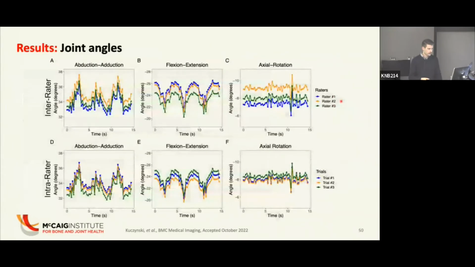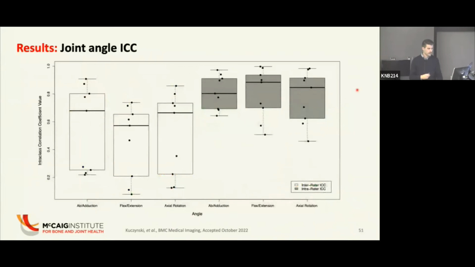Looking at some of our results, these are some sample plots from one specimen for our abduction, adduction, flexion, extension, and axial rotation angles. And as expected, we see better intra-rater agreement than inter-rater agreement. Looking at our joint angle intraclass correlation coefficients, again, we see better agreement for a single rater rather than between the 3 raters, and greater variability between multiple raters.